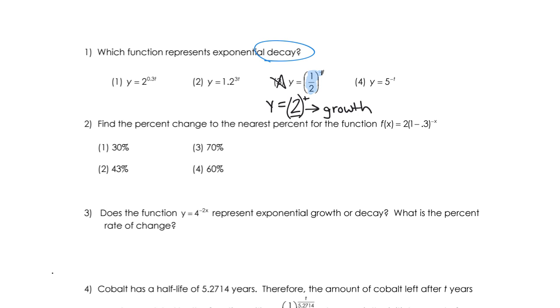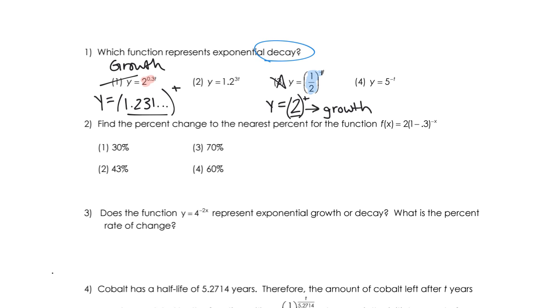And we're going to go ahead and raise 2 to the 0.3. And so we're basically rewriting this equation to be y equals 2 to the 0.3, which in my calculator is 1.231... raised to the t. And with a base of that, this is also going to be growth, which is not our answer.